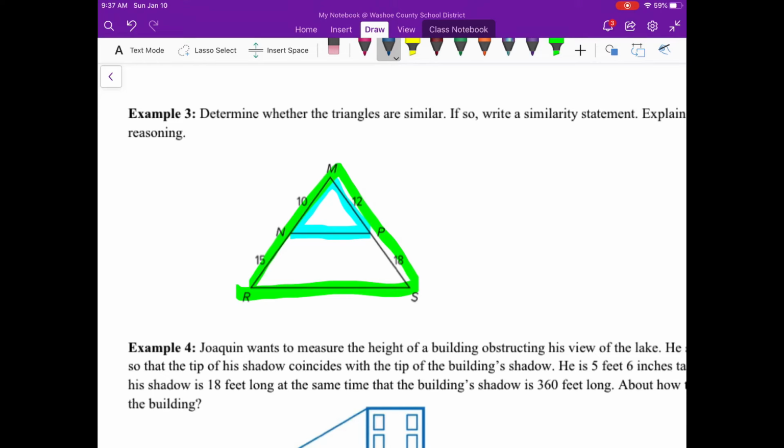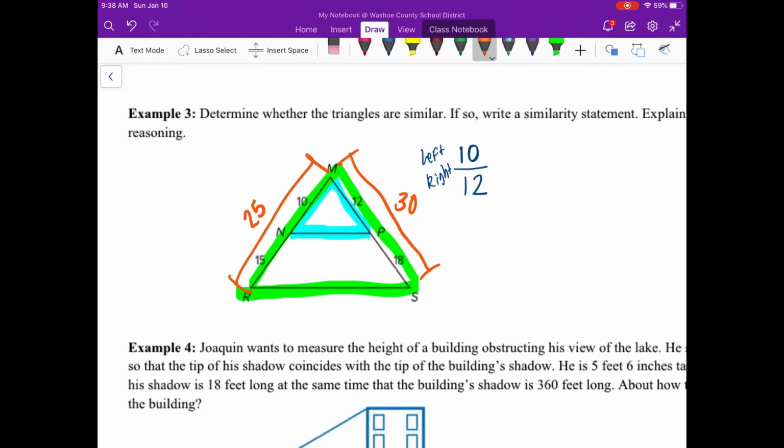Okay, so I'm going to start with the little one, the blue one, and I'm going to set it up as the left side, so 10, over the right side, 12. And I'm going to see, does that reduce to the same thing as the left side of my big triangle? So here's the tricky part. You have to figure out what the left side is. The left side in this case is 15 plus 10, which is 25. And then on the right side, 12 plus 18, which is 30.